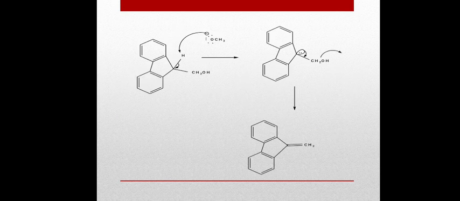Let us take another example. Here you see CH2OH. So this is alpha carbon. The next one, CH2, is attached to another carbon which is beta carbon. So you have beta proton there. OCH3 minus attacks the proton, so carbanion is formed. In the next step, the electron gets shifted. As a result you get double bonded CH2 attached.